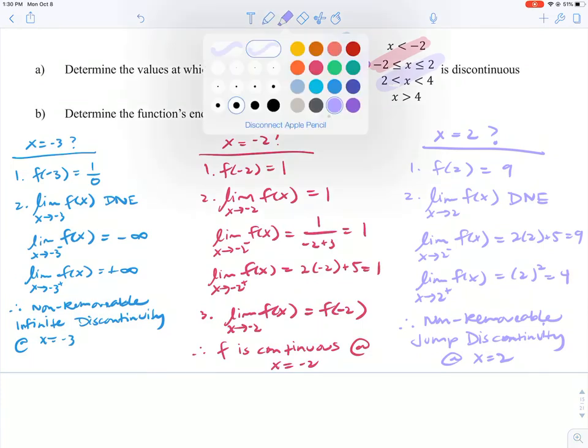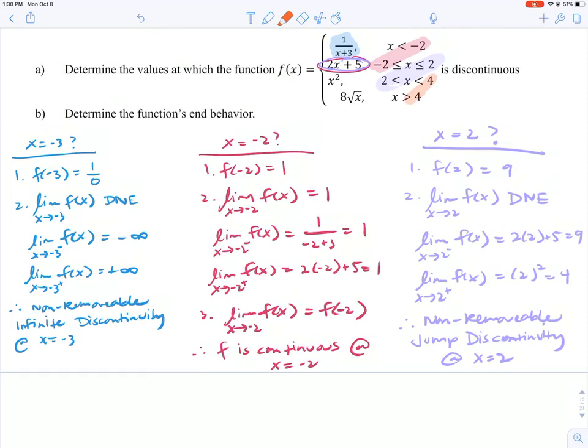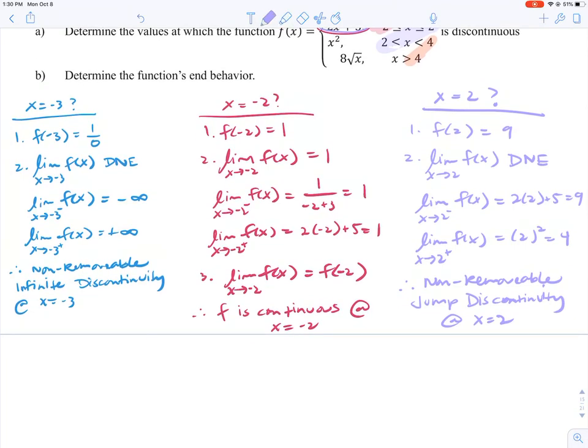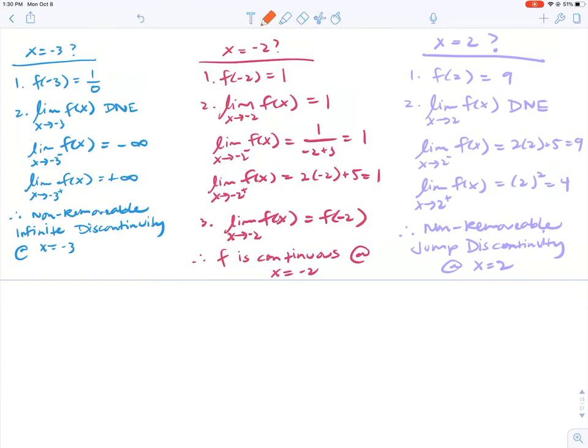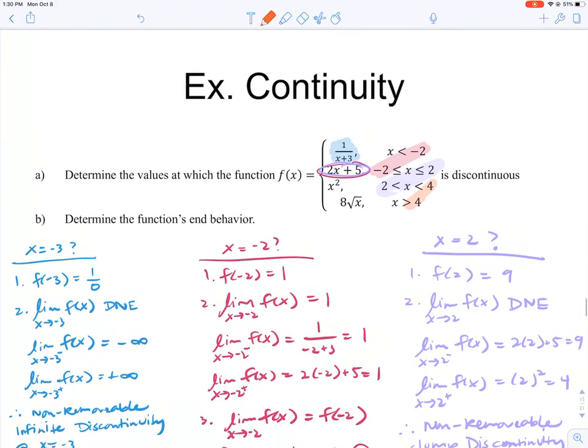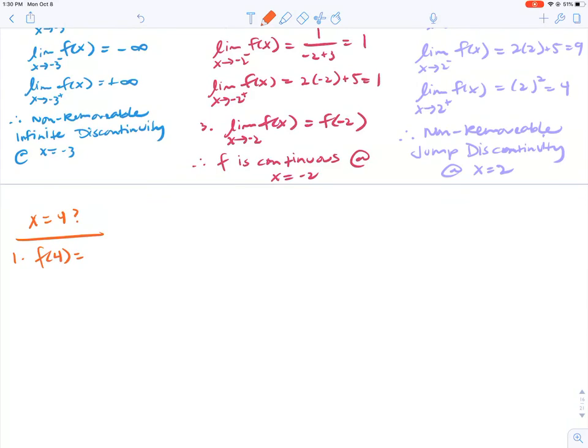Okay, and then last, let's have a look at 4. All right, so first f of 4. Ooh, f of 4 is undefined. Okay, so right away we know there's a point of discontinuity at 4. But let's see what type by taking the limit.